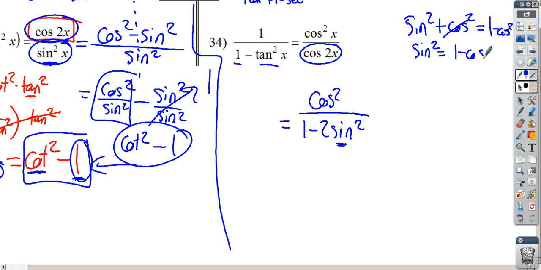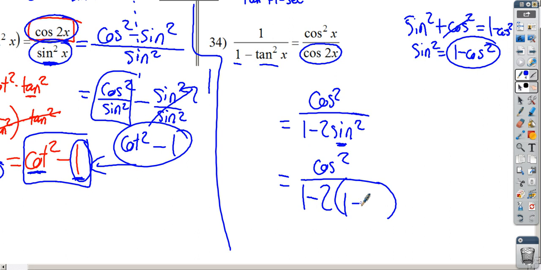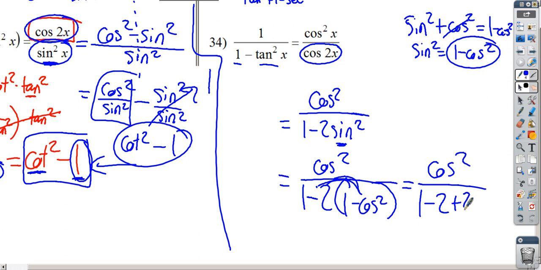So sine squared is equal to this. So I'm going to replace this. We still have the cos squared on top. I'm going to replace 2 sine squared with 2 times this thing and see if that leads us anywhere. It might, and it might not. So we'll have cos squared over 1 minus 2 times that. Negative 2 times that would be positive 2 cos squared. And this thing becomes cos squared on the top still over 1 minus 2, which is negative 1. We still have that 2 cos squared. Okay, so that didn't really lead us anywhere.